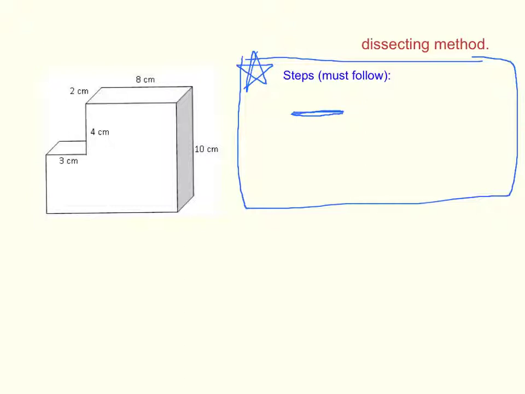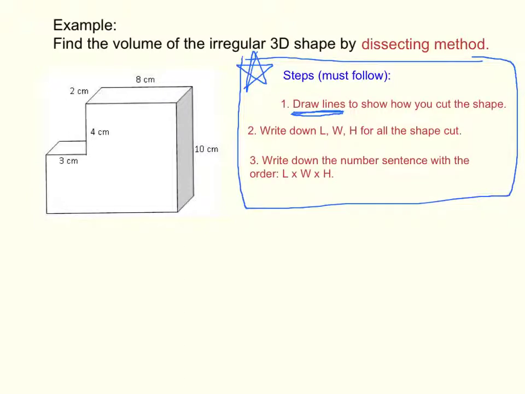Okay. So for me again, this time I will cut the shape. How should I cut the shape? Okay, so you must draw lines here. Draw lines to show people how you cut the shape. For Miss Wong, I will cut the shape horizontally like this. Okay, and then please don't forget, give them a name. Now we may look at cuboid A.